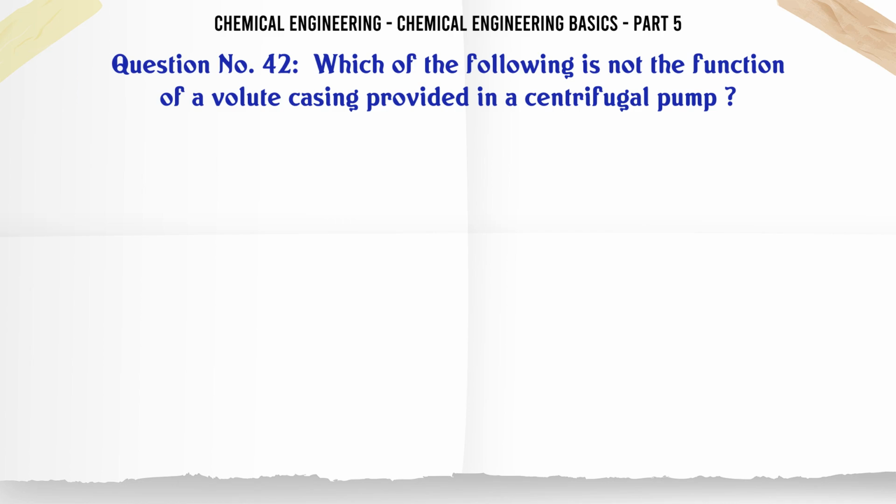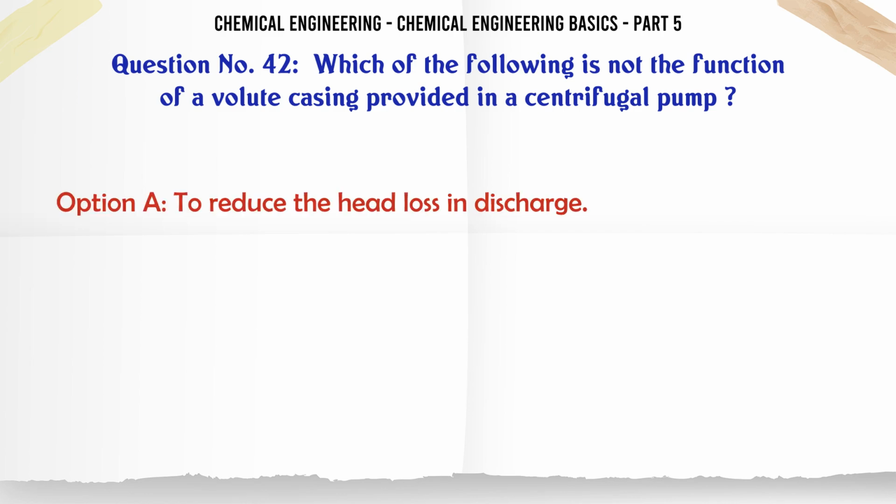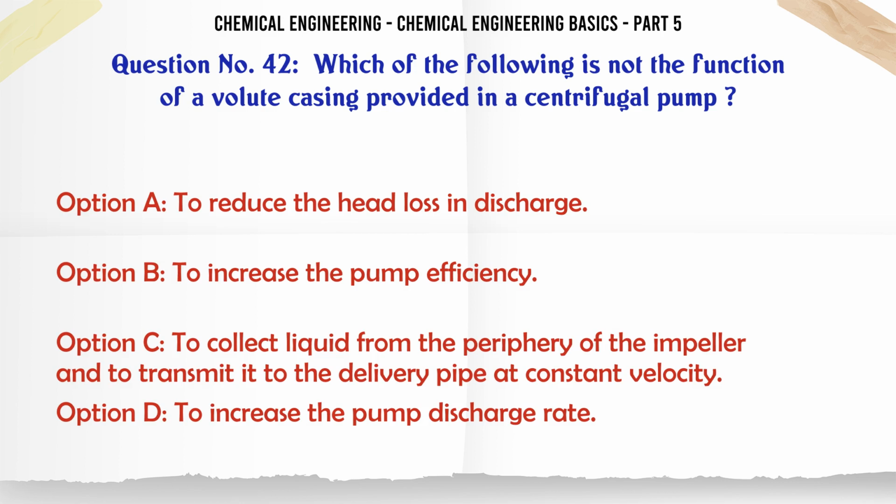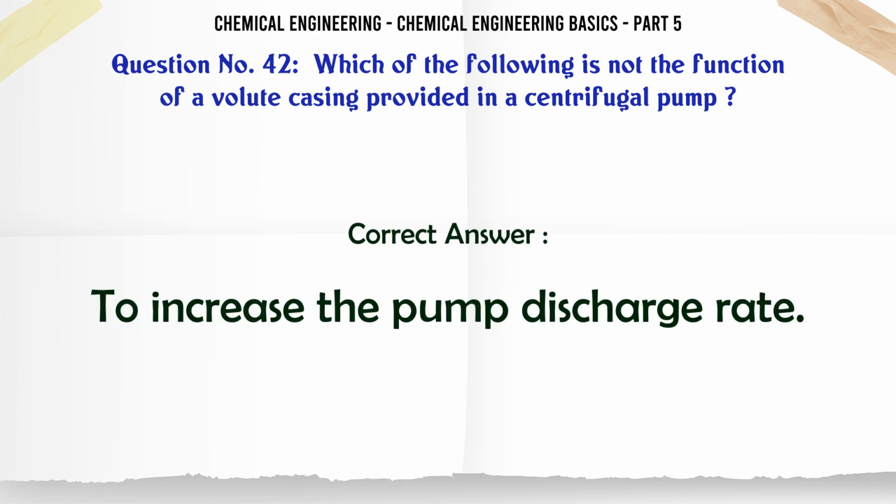Which of the following is not the function of a volute casing provided in a centrifugal pump? A. to reduce the head loss in discharge, B. to increase the pump efficiency, C. to collect liquid from the periphery of the impeller and to transmit it to the delivery pipe at constant velocity, D. to increase the pump discharge rate. The correct answer is to increase the pump discharge rate.